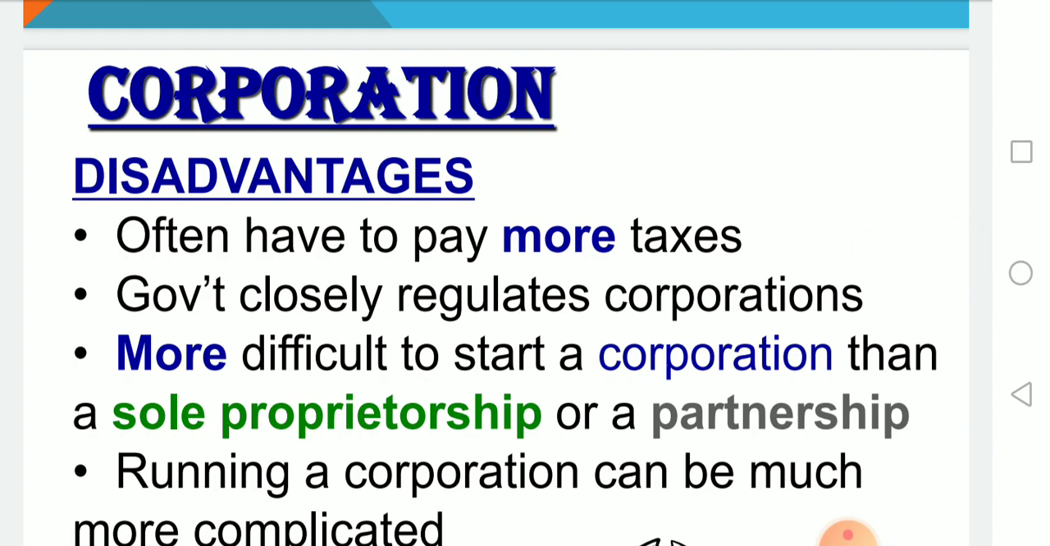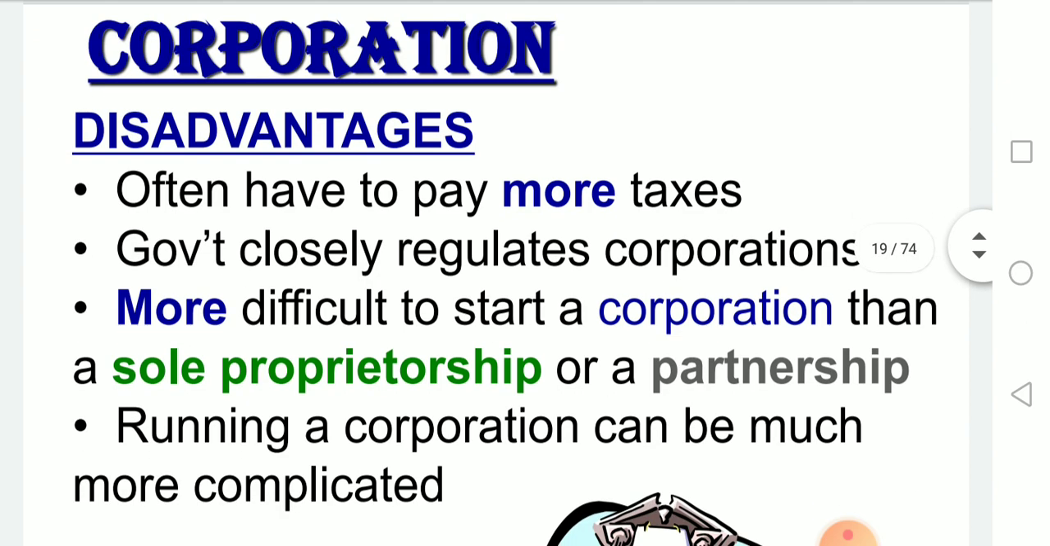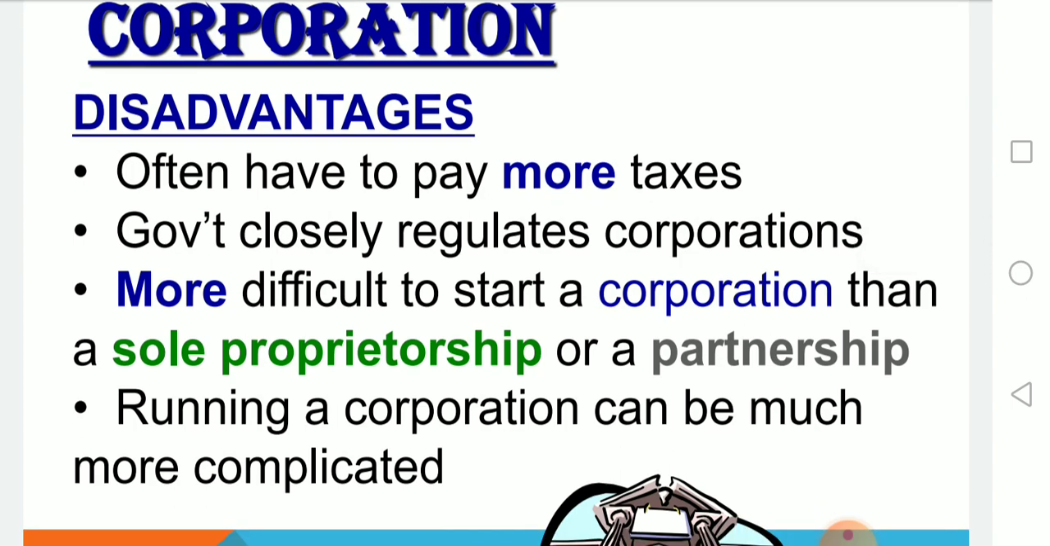We have here some disadvantages, of course. The first disadvantage is that we often have to pay more taxes because it's a big corporation or big company. The government closely regulates corporations, with remarkable intervention. It is more difficult to start a corporation than a sole proprietorship, which was easy, or a partnership. So this is more complicated. Running a corporation can be much more complicated.